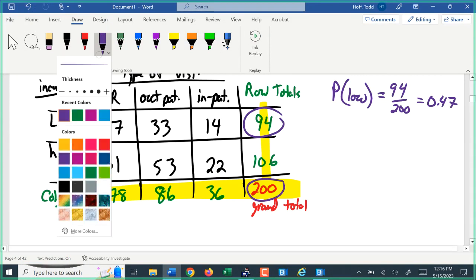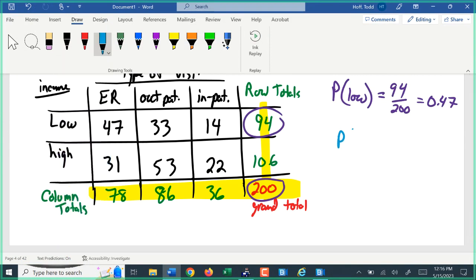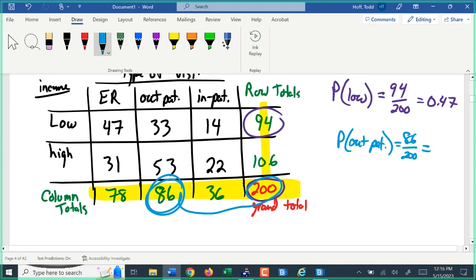We might ask, what is the probability that a randomly selected patient was an outpatient? Well, that's 86 outpatient patients out of 200, so that's 86 out of 200. Again, you can leave it as 86 out of 200, or you can divide it out to 0.43. But it can be trickier than that.